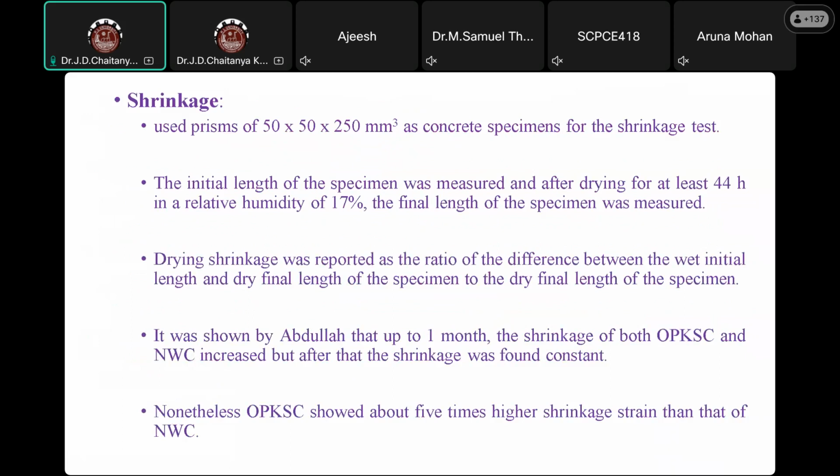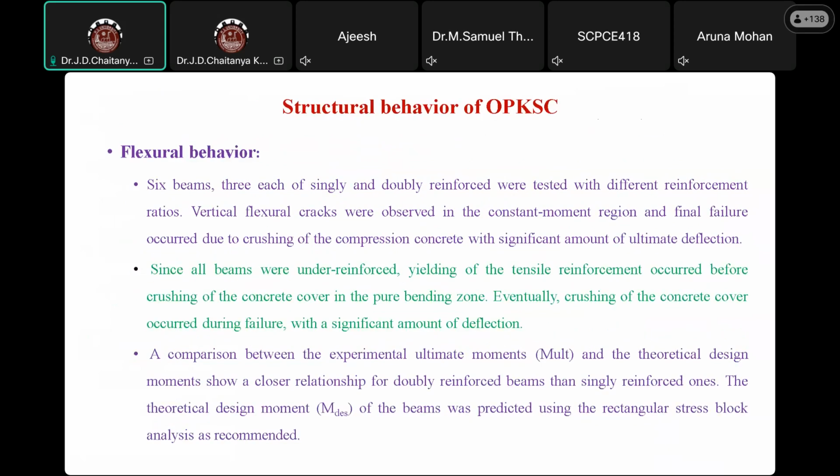Next will be the flexural behavior. The flexural behavior of the concrete is calculated by using beams. So 1.5 meter beams were cast here. For example, consider six beams. Three beams will be singly reinforced, and three will be tested with double reinforcement, and vertical flexural cracks will be observed.